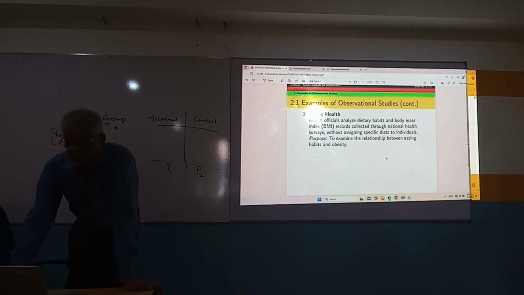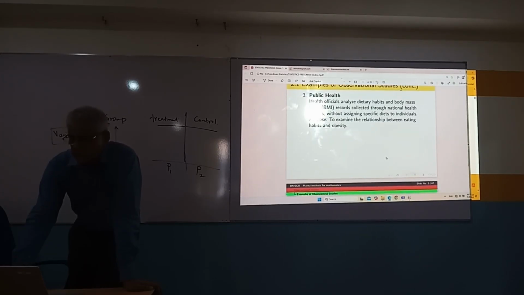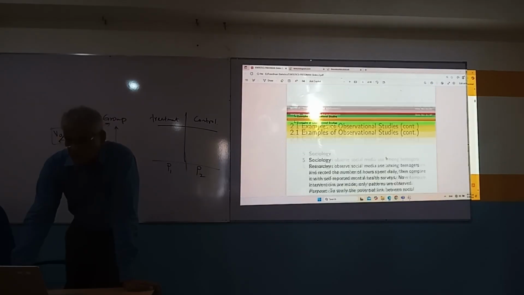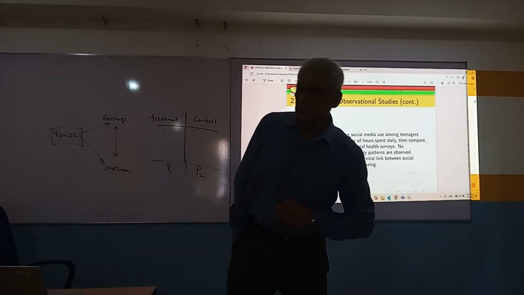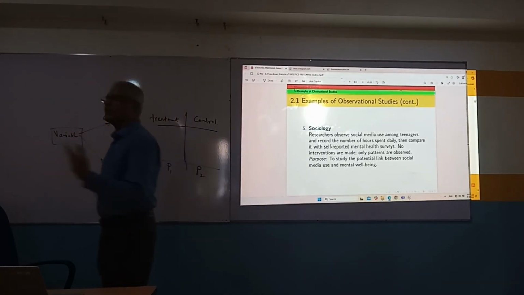In the health sector, health officials analyze dietary habits and body mass index reports collected through national health surveys without assigning, so there is also no control. We want to find out whether there is a relationship between eating habits and obesity. So there are a lot of situations where we want to find out whether there is a relationship first of all, and then association, and then causation.